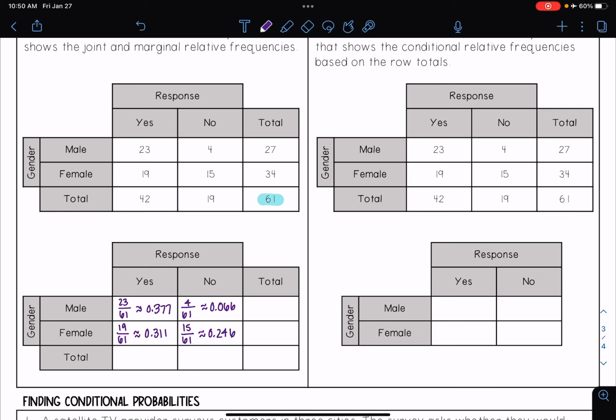Now I need to add the columns. 0.377 plus 0.311, I get 0.688. And then 0.066 plus 0.246, I get 0.312. And I see if I add across here, 0.688 plus 0.312 equals 1, so I know I'm good.